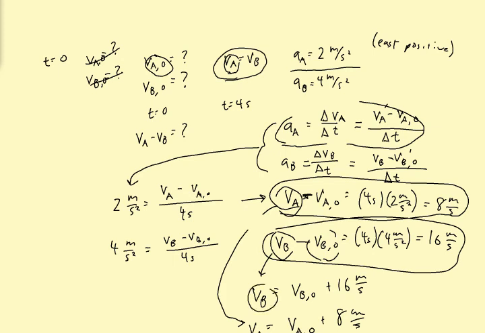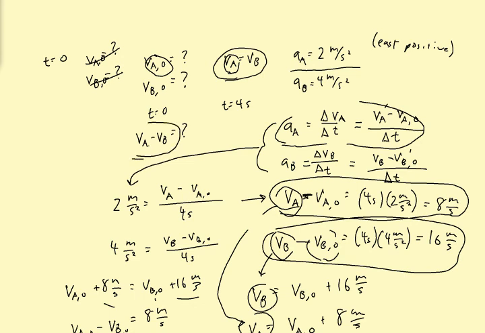This and this are going to be equal. Remember that, so we can set these two equations equal and say VA naught plus 8 meters per second equals VB naught plus 16 meters per second. Subtract out the 8 from both sides, and we can bring VB naught over. So VA naught minus VB naught equals 8 meters per second. And that was actually what we wanted to find. Up here, really I should have changed this to VA naught and VB naught, because we wanted to know the difference in their initial velocities.